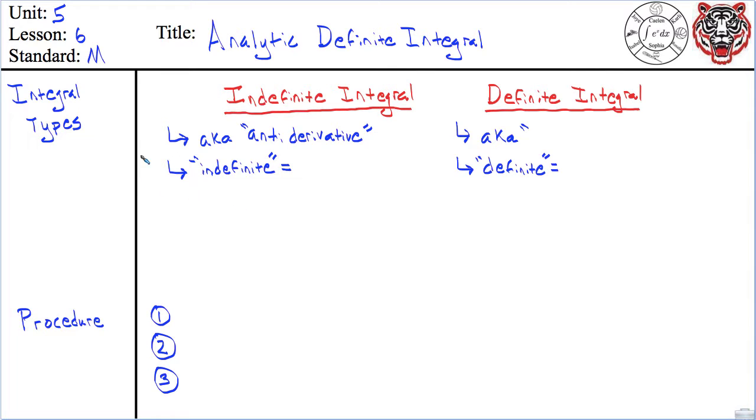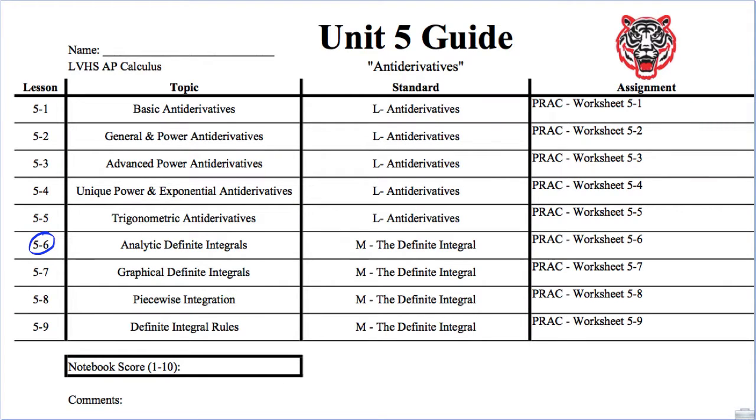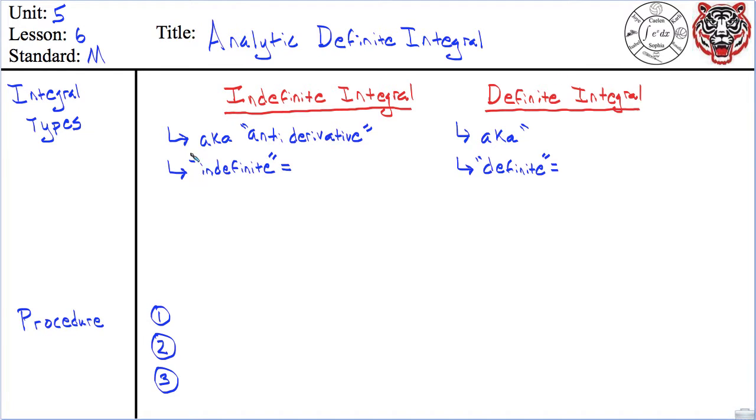All right, so let's talk about the different types of integrals. Generally speaking, there are two types of integrals. There's indefinite integrals and definite integrals. So this is what we've already been doing. I mean, you can see in our unit guide, we've been doing antiderivatives so far. So this is the antiderivative that we know and love.